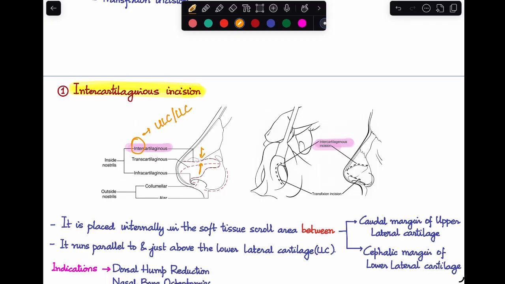Now, what are some indications of using this incision? Usually, we use this incision in cases of, say, when we have dorsal hump reduction, or we have to do nasal bone osteotomies.